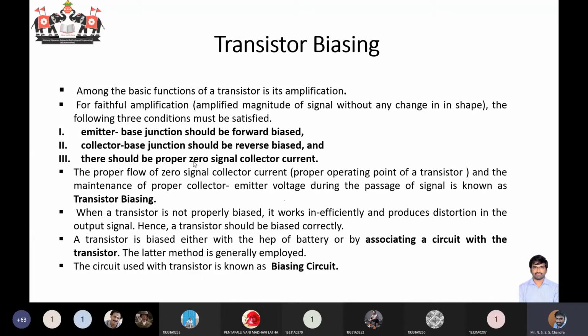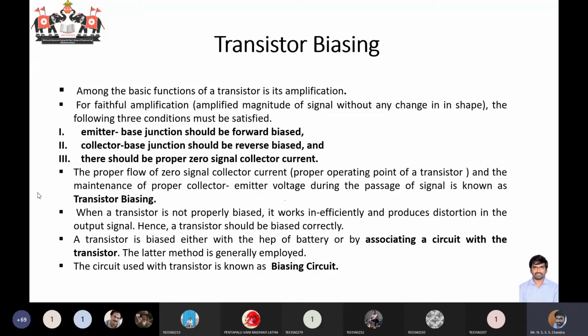Okay. So for this to happen, three conditions should be satisfied. First, your emitter base junction should be forward biased, and second, the collector base junction should be reverse biased. And third, there should be a proper zero signal collector current.